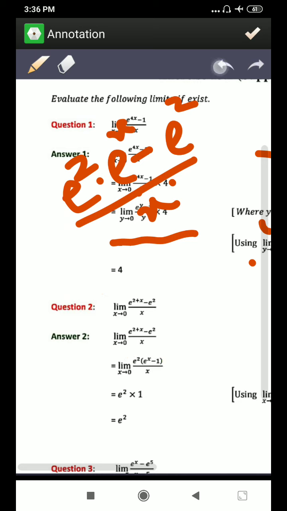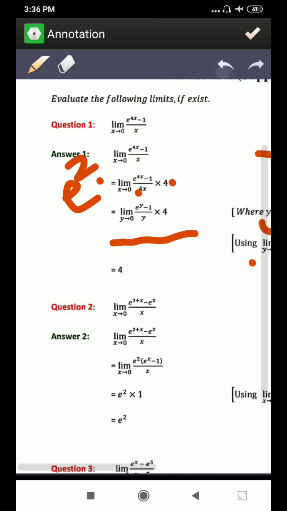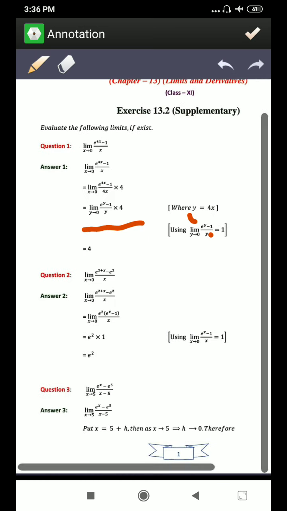Now I come to the next question, question number 3. In question number 3, it is given e raised to power x minus e raised to power 5 upon x minus 5, and the limit is given x tends to 5. In this question, although other methods are also there, I will put x equal to 5 plus h, or x minus 5 as h.